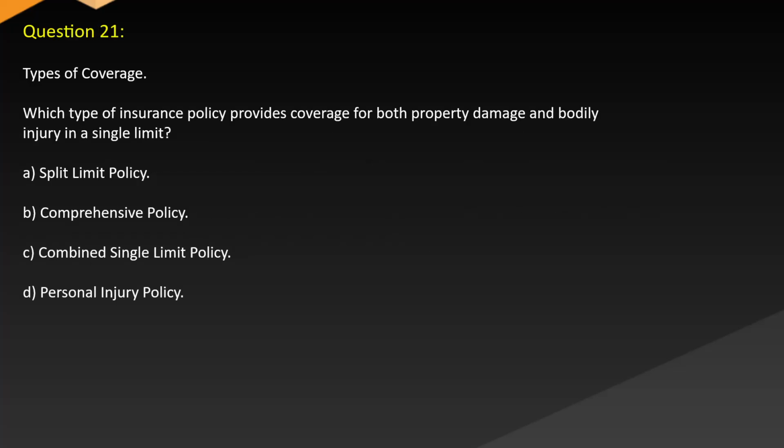Question 21. Types of coverage. Which type of insurance policy provides coverage for both property damage and bodily injury in a single limit? A. Split limit policy. B. Comprehensive policy. C. Combined single limit policy. D. Personal injury policy.